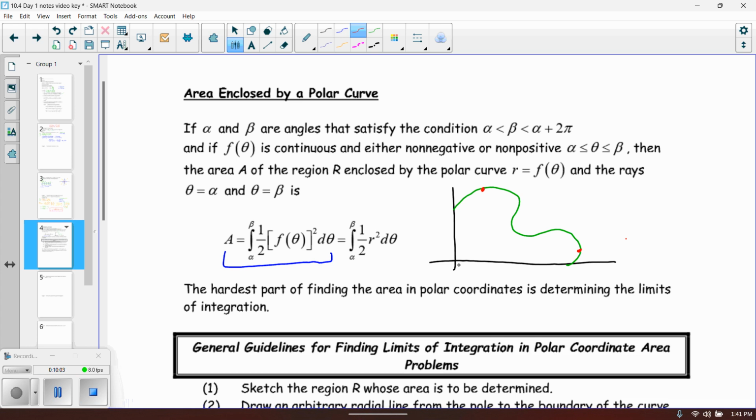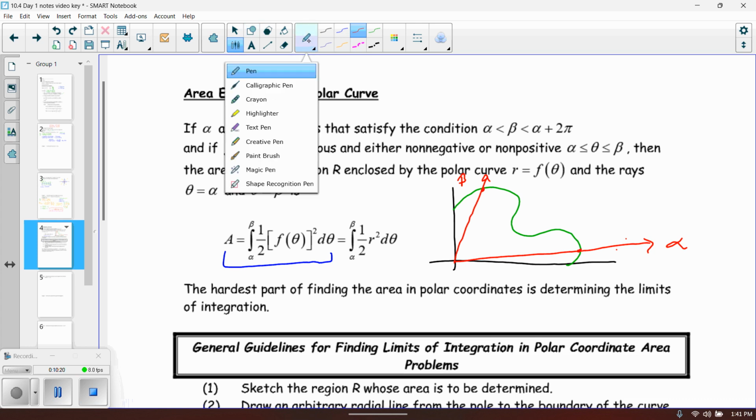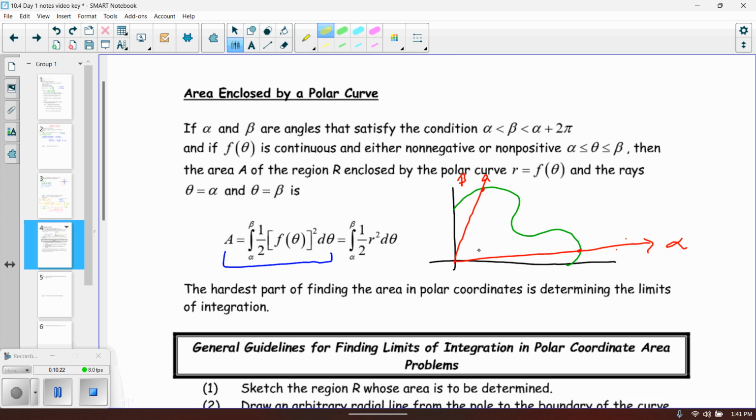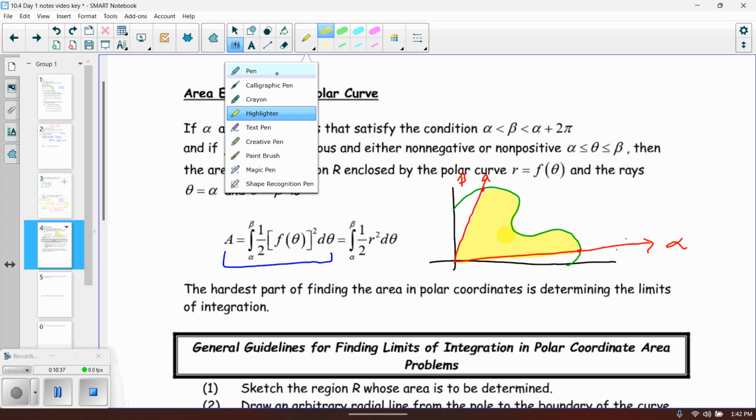So maybe the ray that comes out of here hits there, and we'll call that alpha. The ray that comes out of the pole hits there, we'll call that beta. So we're trying to find the area. Let's see how well I can do this. Let's go with the highlighter. We're trying to find this area in here. I was never very good at coloring, staying between the lines, but that's not too bad. That's the area that we're trying to find.